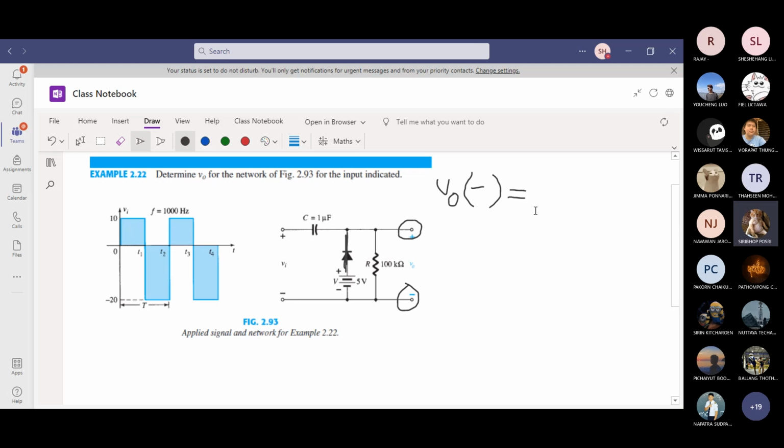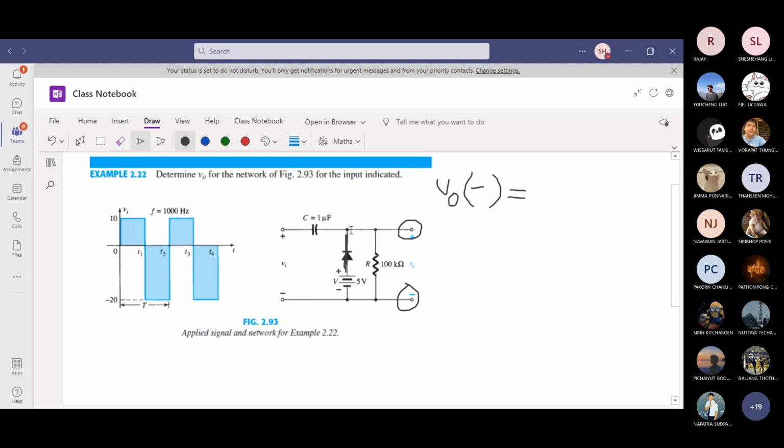15? Yes. Where is the other 10 volt? Someone wants to help him. What is the V out during the negative half cycle? 25 is correct? No, 25, I'm afraid it's not correct either.